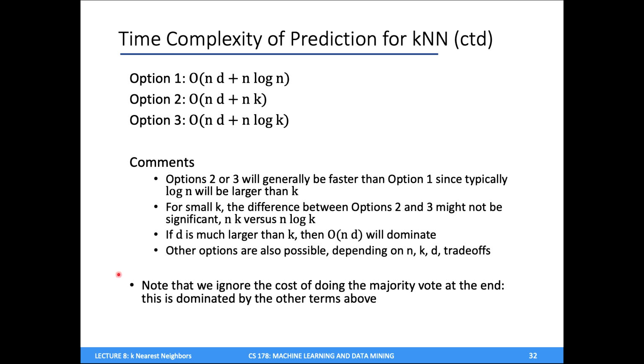One thing to note is we ignored the cost of computing the majority vote at the end of our classifier, but this is a negligible term. It's dominated by the other terms in this analysis. I know we went a little fast through the description of these. I highly recommend you go back through these slides and make sure you understand why each of these time and space complexities is the way it is.